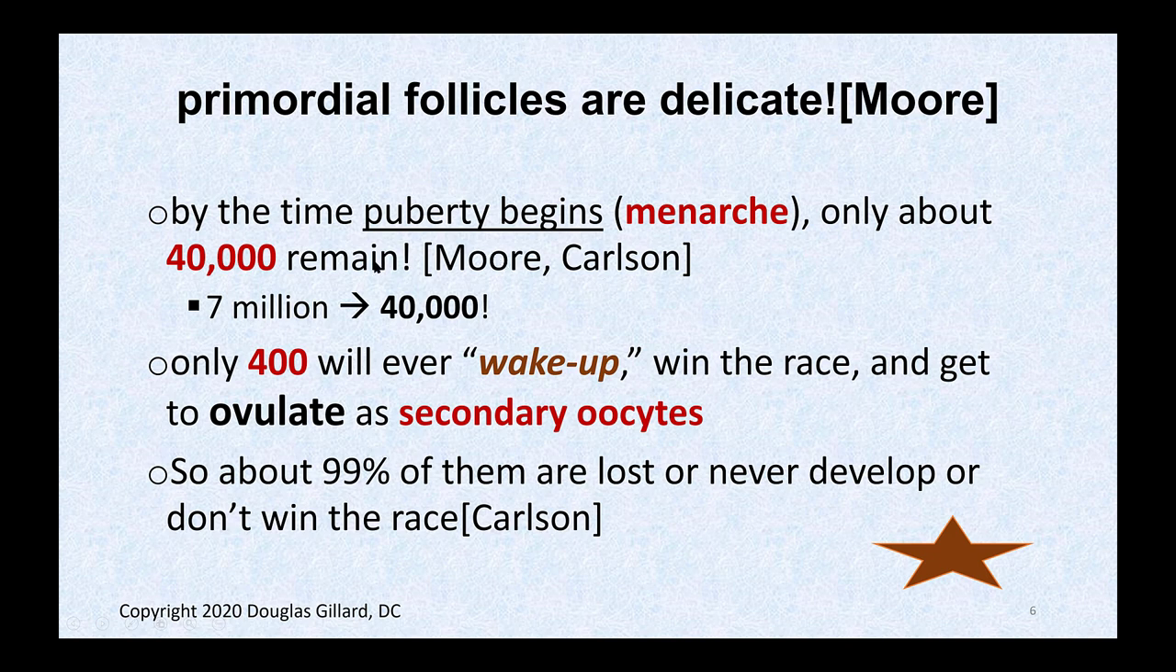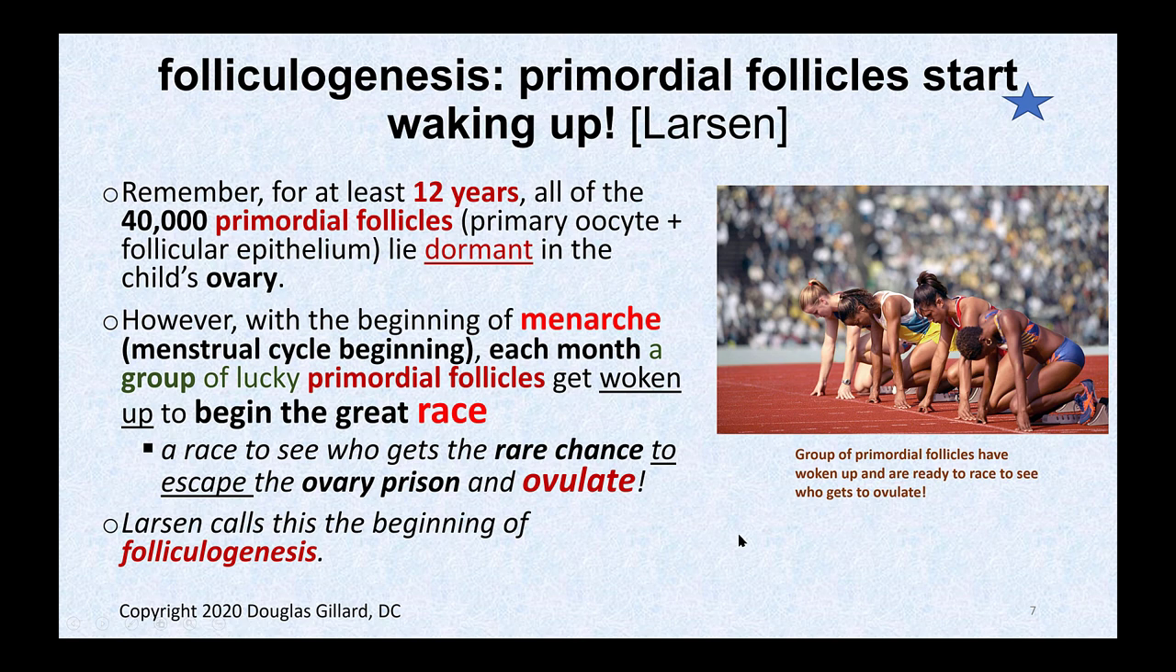Of the 40,000 that you start with at age 11 or 12, most of them will stay in prophase 1 forever. They'll never wake up and mature. Only 400 of them will ever wake up and race. We'll see what that means. They race to get a chance to ovulate. One will ovulate each month. That will become a secondary oocyte. So the process of meiosis will start again if you're lucky enough to ovulate. Even then, it gets stuck again, so you still don't finish meiosis most of the time. Only if the sperm penetrates the egg will the process of meiosis complete. So about 99% of these primordial follicles are lost. All right, folliculogenesis, primordial follicles start waking up. So this is very strange.